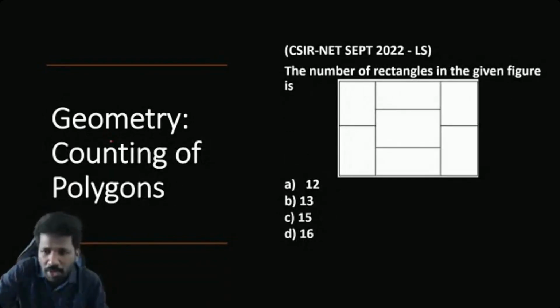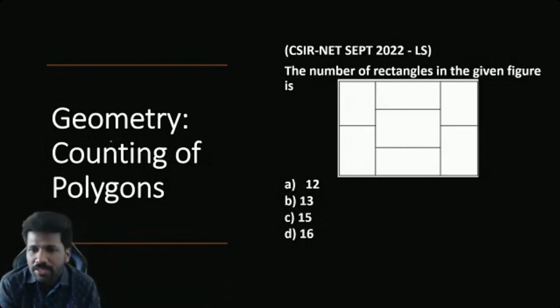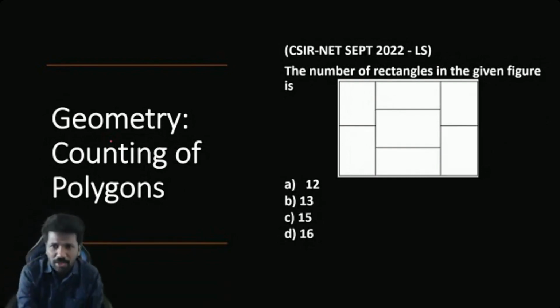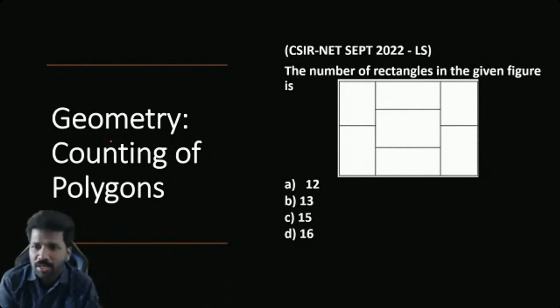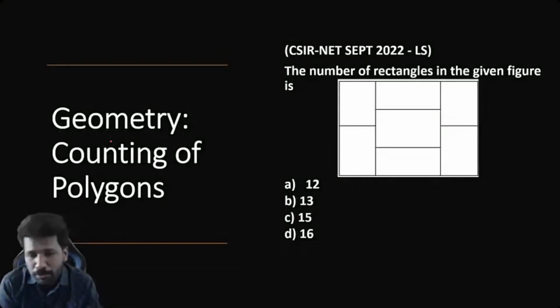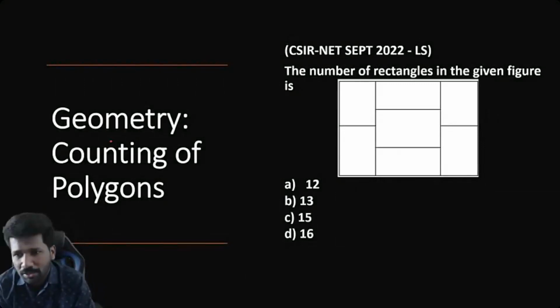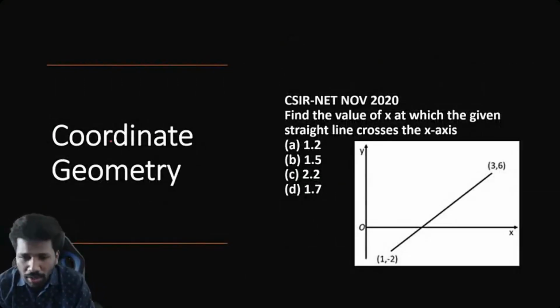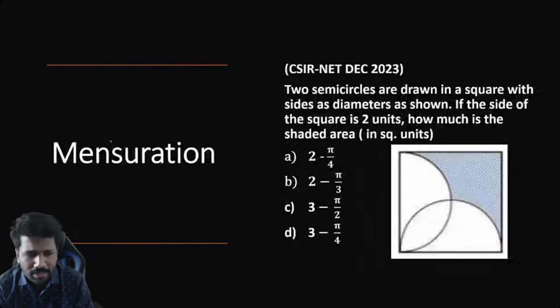Then counting of polygon related questions. This is an example of a counting of polygon related question, a 2022 CSIR-NET problem. Number of rectangles, number of triangles, number of squares, number of quadrilaterals. All of this has been asked in previous CSIR-NET question papers. And coordinate geometry: the number of questions is very low, but they have asked coordinate geometry questions also. So we will discuss it in a separate lecture.